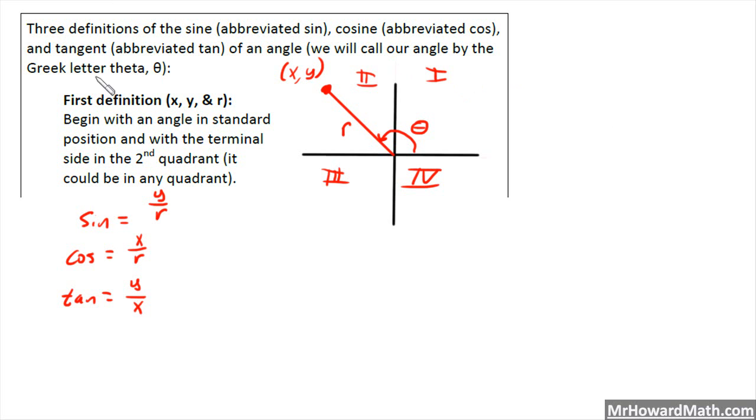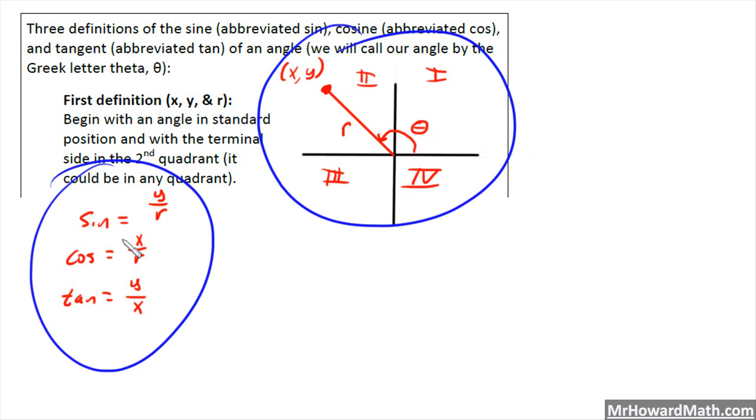We will call our angle by the Greek letter theta. That's the most common symbol used right here to describe an angle. You'll need to draw this and label this out. Actually, we need to put a theta in there. I didn't do that.